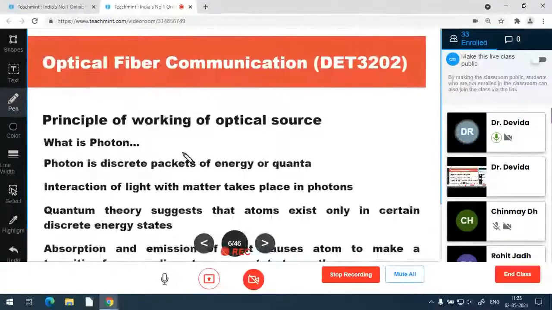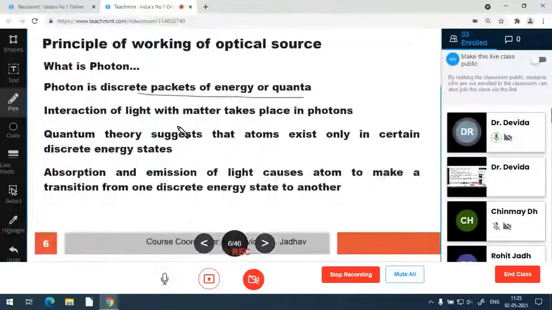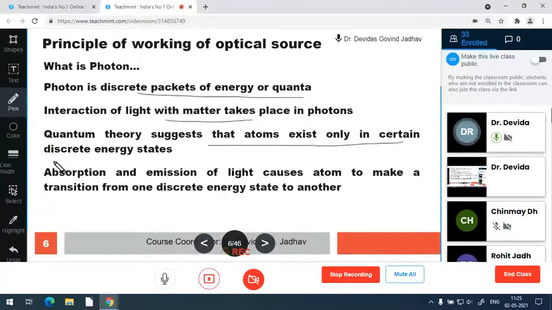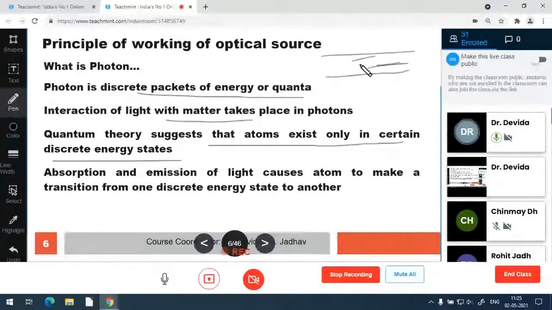Then photon: we know photon is a discrete packet of energy or quanta. Photon interacts with matter, like source or detector matter, semiconductor material. Quantum theory says atom exists only in certain discrete energy states. So if it exists in this energy state, it will exist in some discrete energy state. In between, there is no possibility of the atom existing.